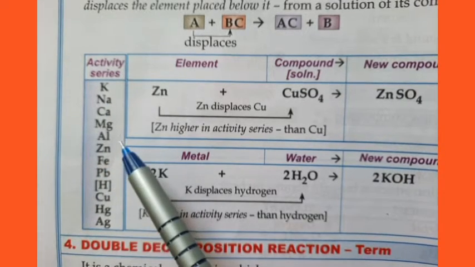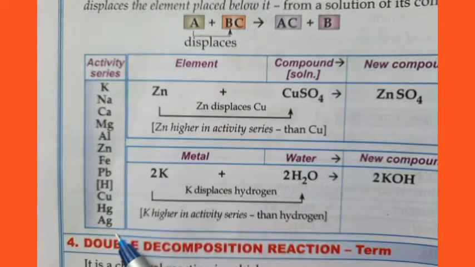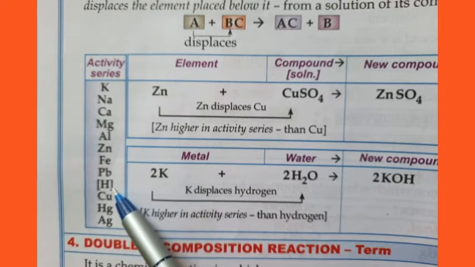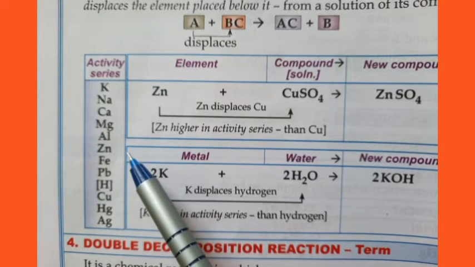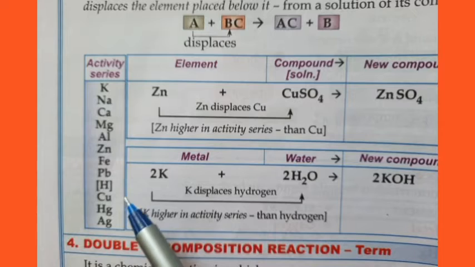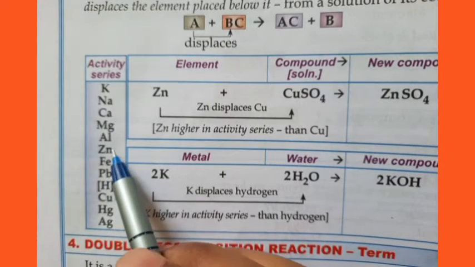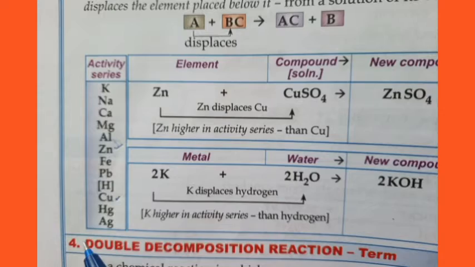So if you see here copper and zinc, which is more reactive? You have to remember this series in sequence by heart: potassium, sodium, calcium, magnesium, aluminum, zinc, iron, lead, hydrogen, copper, mercury and silver. You have to remember this series by heart, okay students? Now in this series you can see copper is here somewhere and your zinc is here. So which is above? Obviously zinc is above. So therefore we came to know zinc is more reactive than copper.